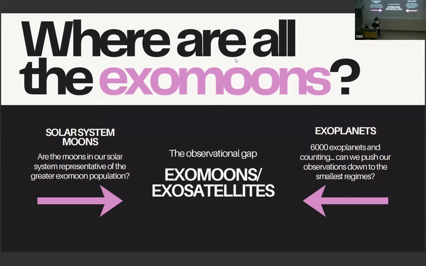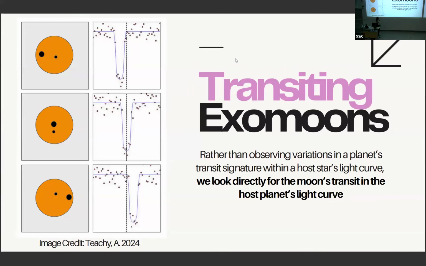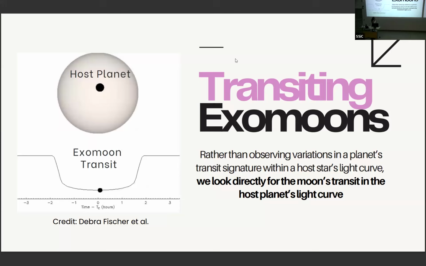So there are a lot of ways to try and search for these exomoons. As we just heard, microlensing can be a really exciting one to think about. And I'm going to talk about transiting exomoons today. So an important note here is that rather than thinking about how a planet's transit would change depending on the presence of an exomoon, instead we are considering the moon's transit within the host planet's light curve. And so I'm going to walk us through a case study where we use this method to search for transiting exomoons around WISO 855.